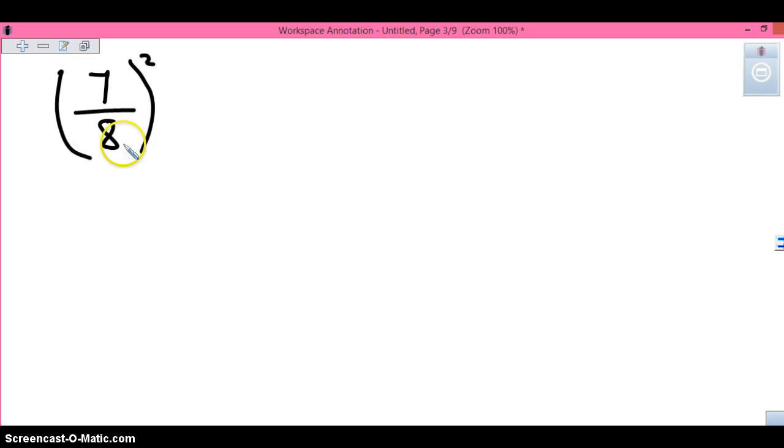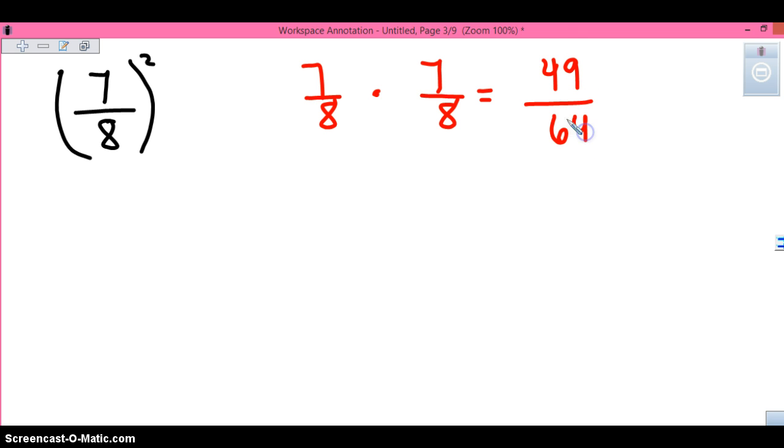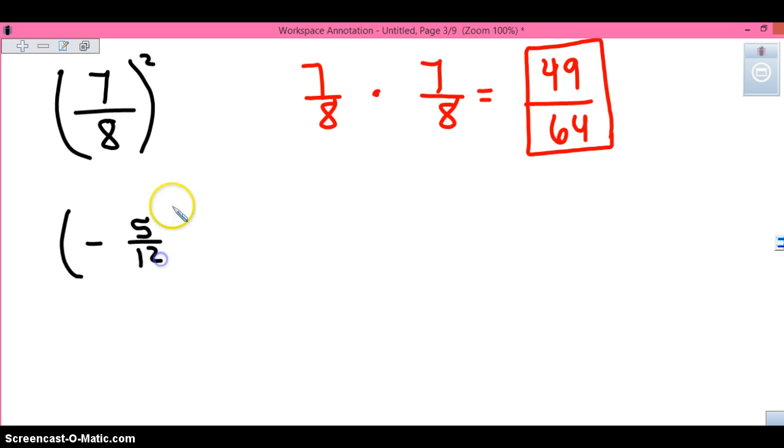We have to find the product of 7/8 squared. This means 7/8 times 7/8. 7 times 7 is what? 49. And 8 times 8? 64. Can we simplify this? No. Can you find the product of -5/12 times 3/10?